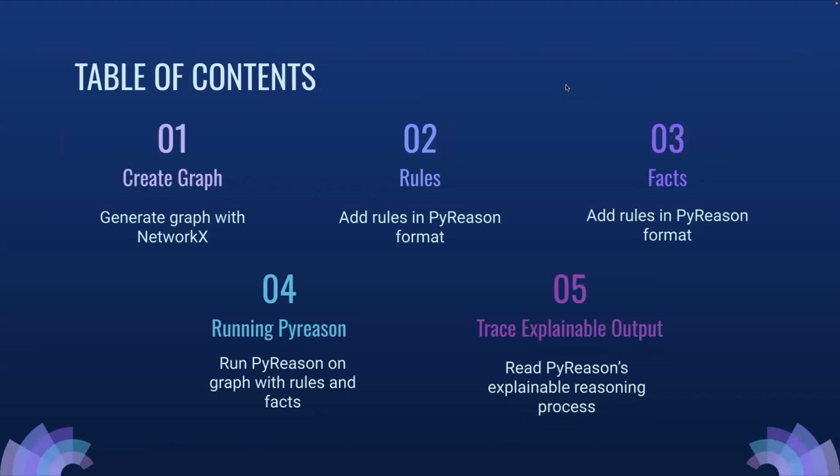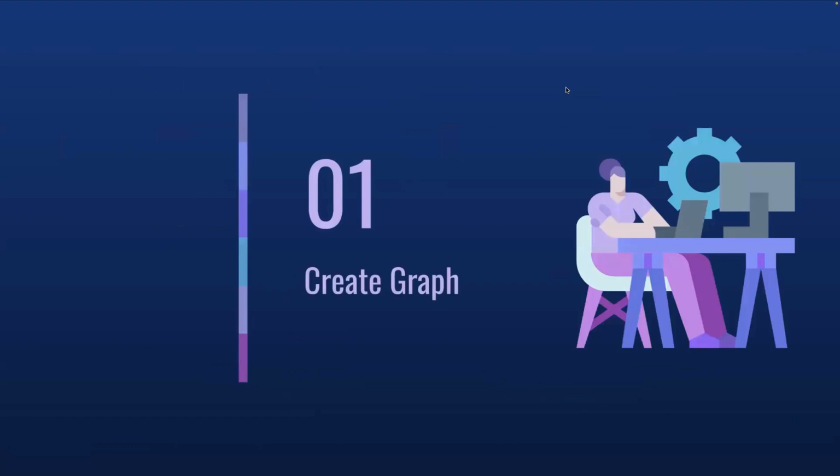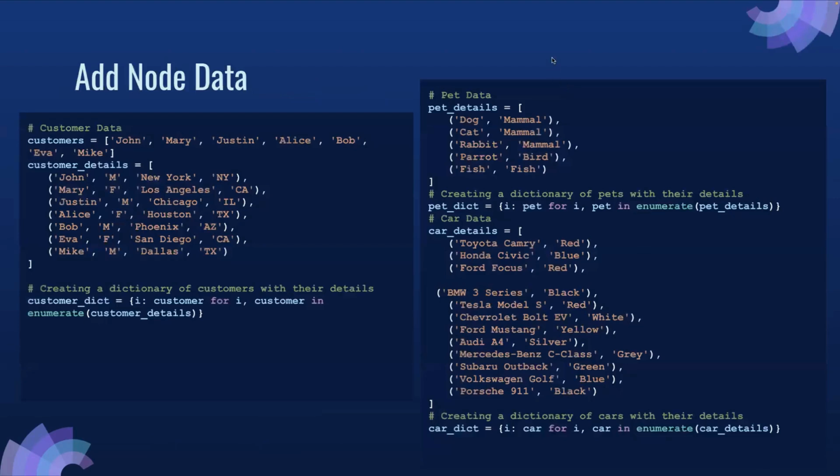All right, first and foremost, we need to create a graph. So I'm going to be manually creating a graph using NetworkX. You can also load in a graph in the form of a GraphML file, but we're going to be making our own graph today. First, we're going to add in the node data. The node data for this example are the different customers. So we have John, Mary, Justin, etc. The pet details: dog, cat, rabbit, etc. And then car details, so different types of cars and their colors. So that's our node data.